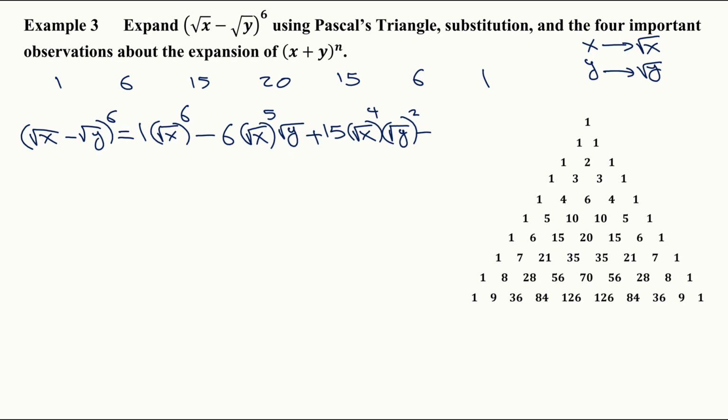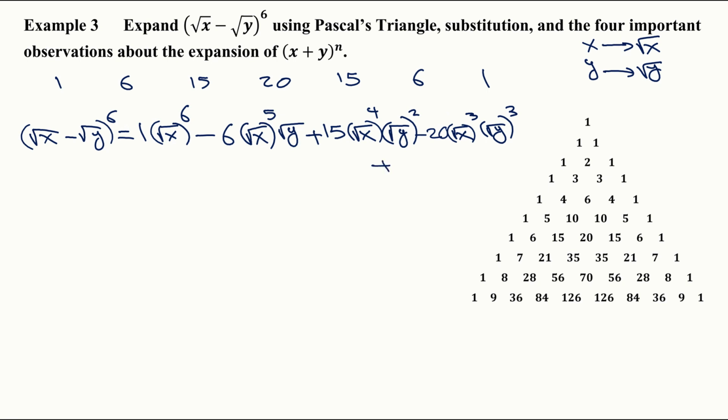Minus rather, remember, positive, negative, positive, negative. All right, so reduce the exponent on square root of x, so it becomes cubed, and increase the one on the square root of y, so that becomes square root of y cubed. And the coefficient, that's first, second, third, fourth term, so 20. I need to get a 20 in there. So minus 20.